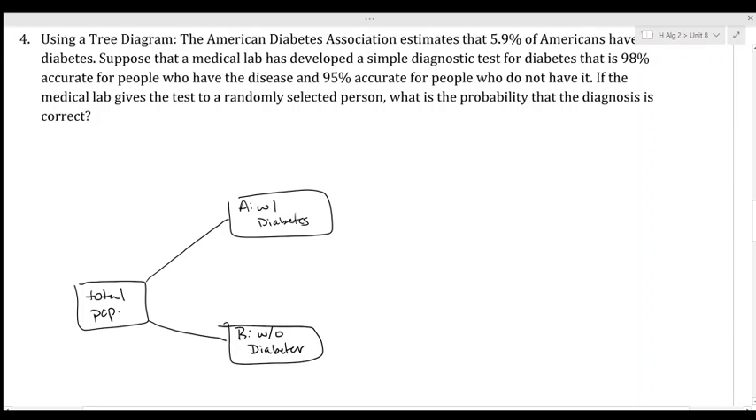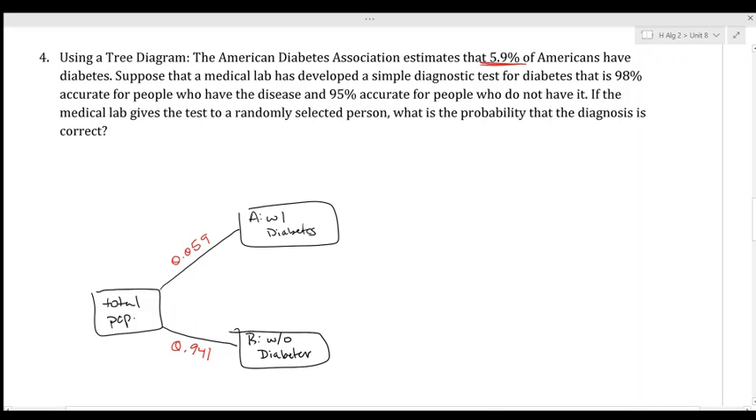Now, we are told that 5.9% of Americans have diabetes. So we're going to write this as a decimal. Okay, so we're told 5.9%, so this is 0.059. So that means the percent of people without diabetes is 1 minus this number, which is 0.941.